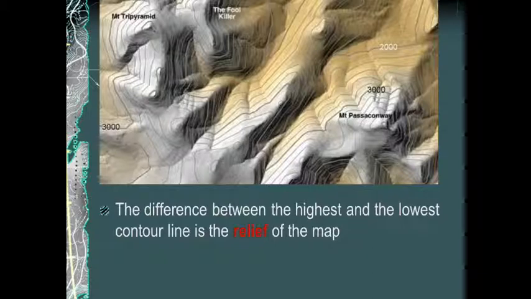So right here, I want you to, with your face partner, figure out what is the relief of this map. So you have to figure out the highest point shown and the lowest point shown. Talk it out. I'll give you about 10 seconds. Go.